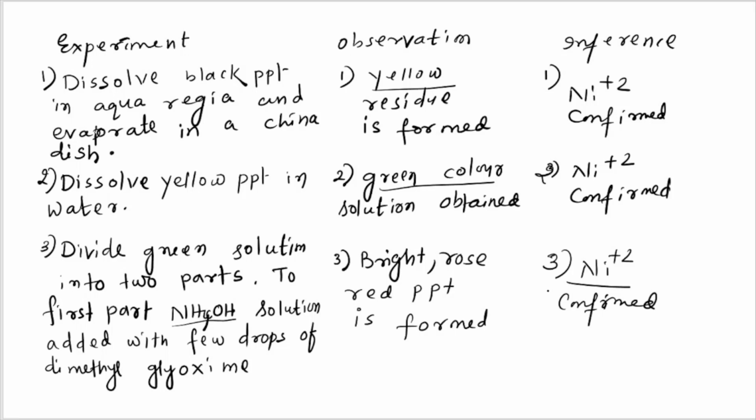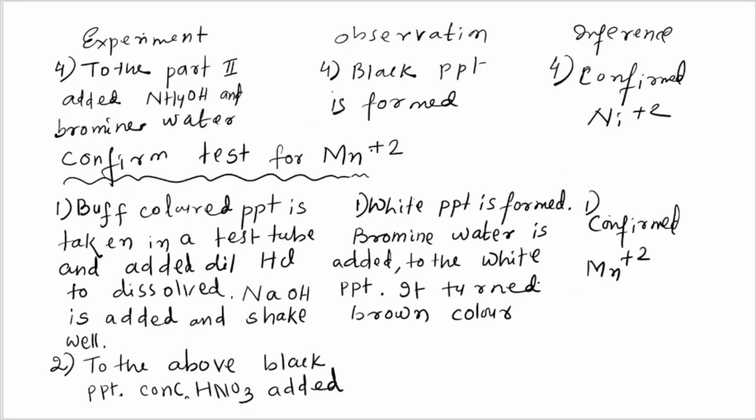Then for Ni+2, what happened? Aqua regia dissolves, yellow residue forms, dissolve in water, green color solution is obtained, that is divided into two parts. To one part, you will add ammonium hydroxide with a few drops of dimethylglyoxime, and to the second part, simply ammonium hydroxide and bromine water, a black precipitate is formed. It is also very important. If you add ammonium hydroxide and bromine water, a black precipitate forms. Then Ni+2 is confirmed.